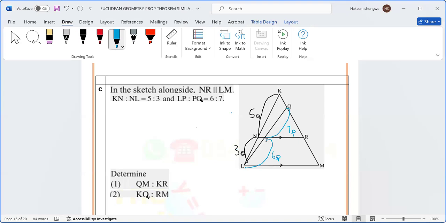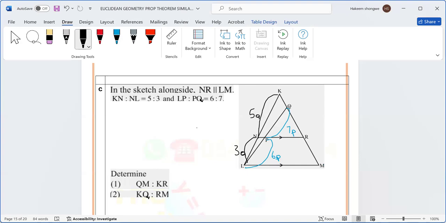It says number 1, ratio: determine the ratio of QM is to KR. How do you propose we do that? Then we identify if we have more information that can give us maybe the ratio of QR or RM. Then in the diagram, we have triangle QLM.